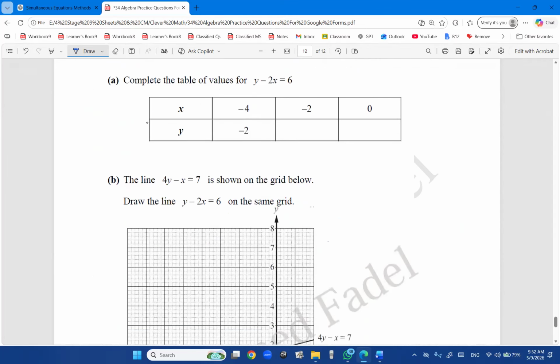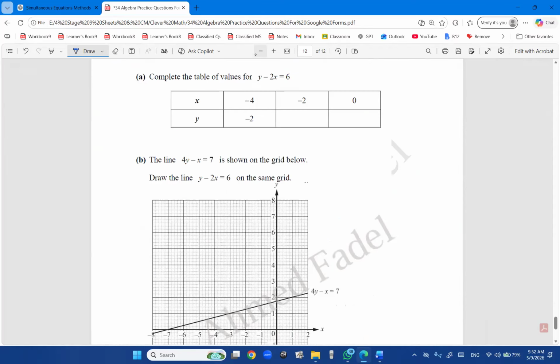The last question over here is for the graphing method. Complete the table of values for y minus 2x equals 6. When x is negative 4, done for you. When x is negative 2, then negative 2 times negative 2 is positive 4, so y equals 2. When x is 0, then y equals 6. So definitely do not cross it out this way.